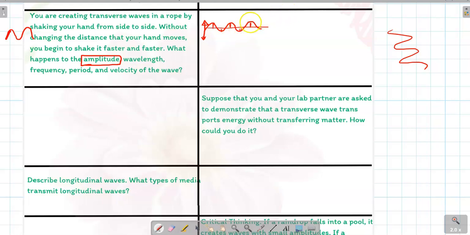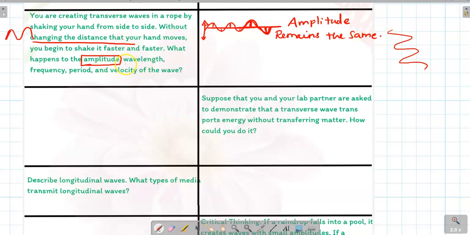So what is amplitude? The maximum displacement of the particle, or the maximum displacement of the wave, the height of the wave from the mean position. The mean position is the middle line. From here, the maximum displacement on the top and at the bottom, this height of the wave from the middle, is the amplitude. It does not change as you are not changing the distance that your hands move. So what is the answer? Number one: the amplitude remains the same.